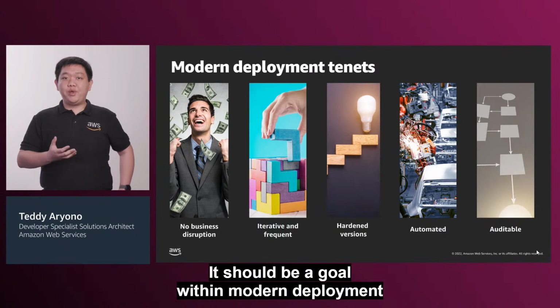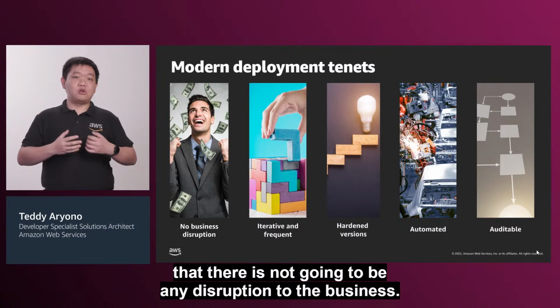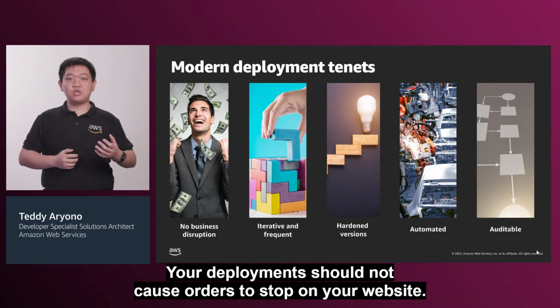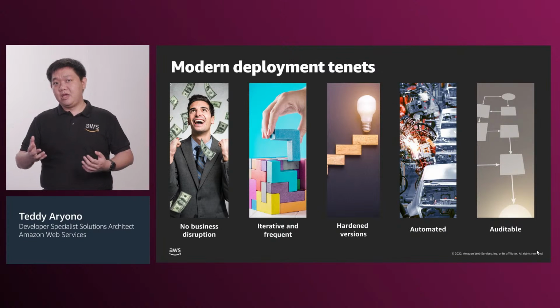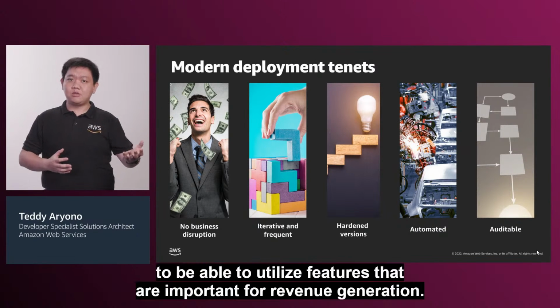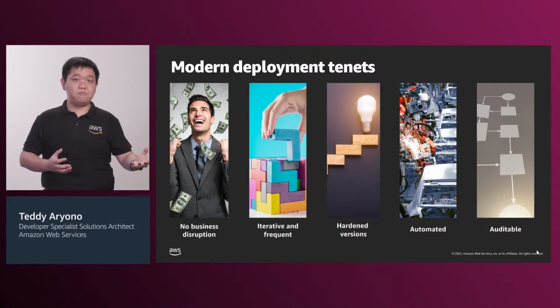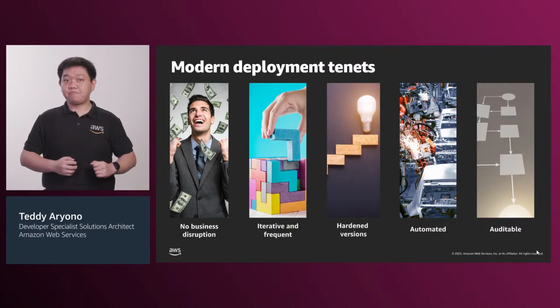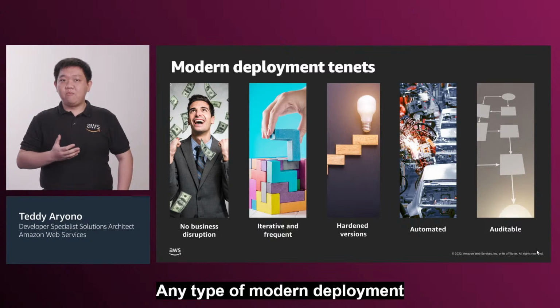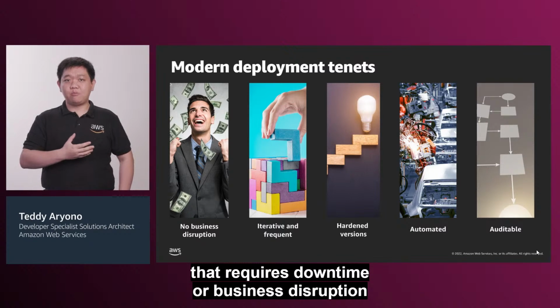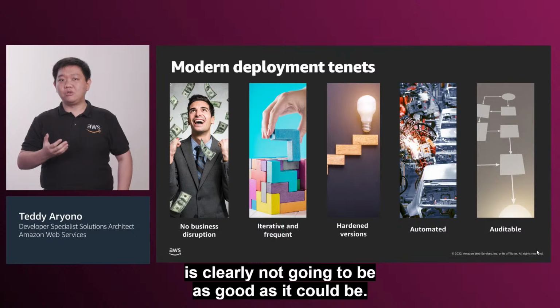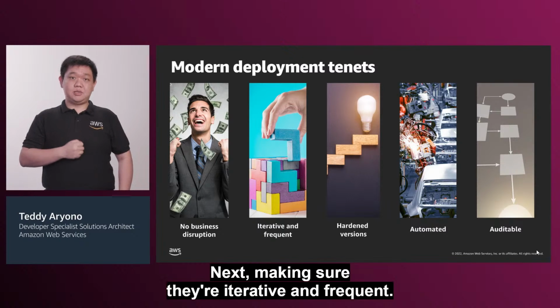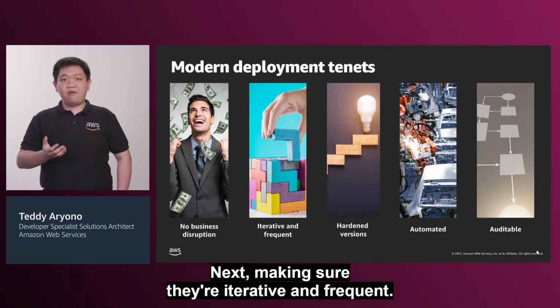It should be a goal within modern deployment that there is no disruption to the business. Your deployment shouldn't cause orders to stop on your website. It shouldn't prevent your website visitors from utilizing features that are important for revenue generation. So making sure there is no disruption is clearly priority number one. Any type of modern deployment that requires downtime or business disruption is clearly not going to be as good as it could be. Next, making sure they are iterative and frequent.